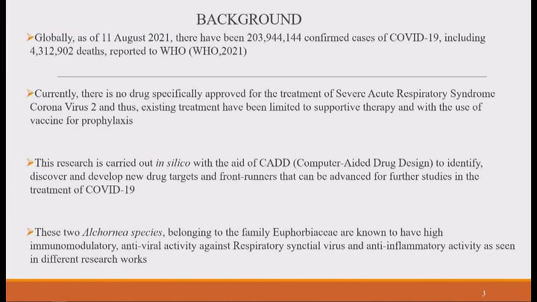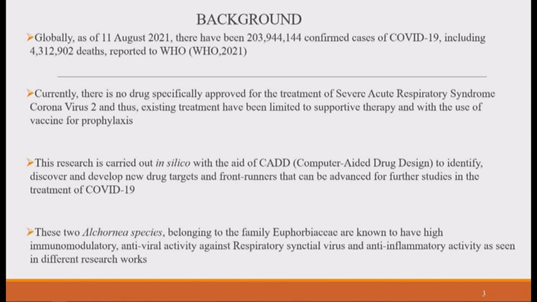Next slide. Okay, we all know that globally, the COVID-19 pandemic has been a great threat, and currently, as of August, WHO reports over 200,000 confirmed cases of patients with COVID-19 and over 4,000 deaths. And now this brings us to the statement of problem. Currently, there has not been any drug specifically approved by FDA for the treatment of SARS-CoV-2. And thus, treatment has just been limited to supportive therapy like remdesivir and dexamethasone and vaccine for prophylaxis.